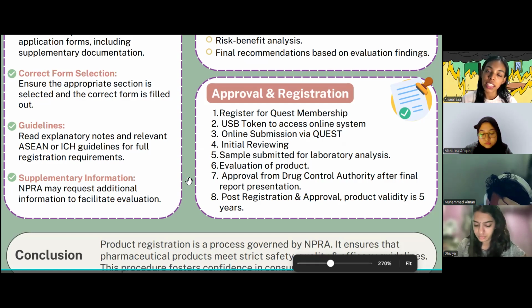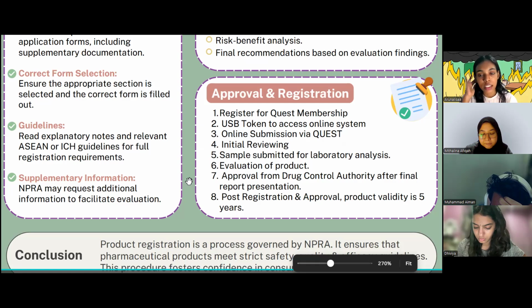But if something is missing and some data is not correct, or something was falsified, or if it is inaccurate, DCA has the authority to reject the approval during the report presentation. And finally, for post-registration requirements, the applicants have to be alert that the product is only valid for 5 years. And during the 5 years, they must comply to all the regulatory standards and conditions. And if they do not do so, their application will be cancelled right away.